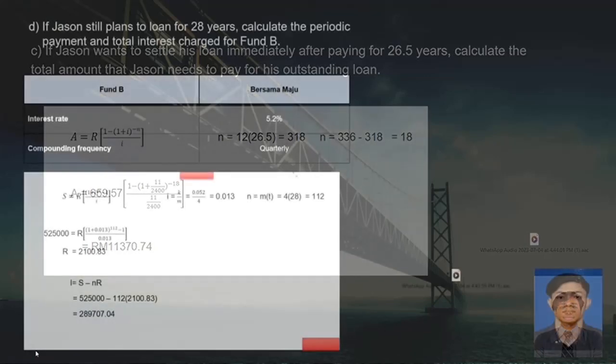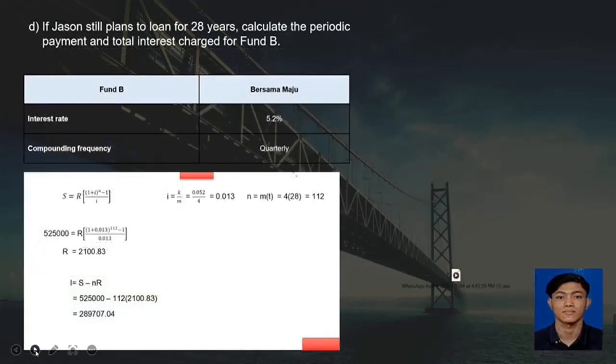My name is Muhammad Nabil Zakwan and I will answer the rest of the questions. Question D is, if Jason still plans to loan for 28 years, calculate the periodic payment and total interest charge for Fund B. In the table, the interest that Bersama Maju charges is 5.2% and it will be compounded quarterly.